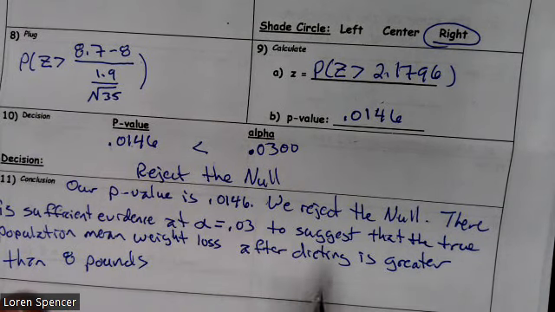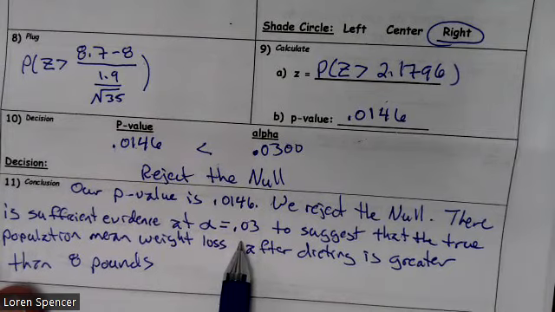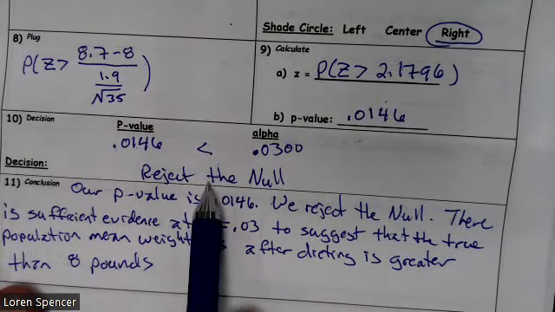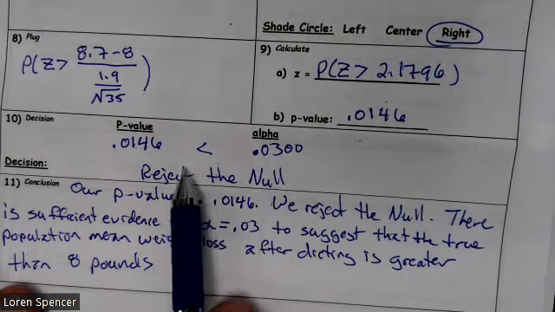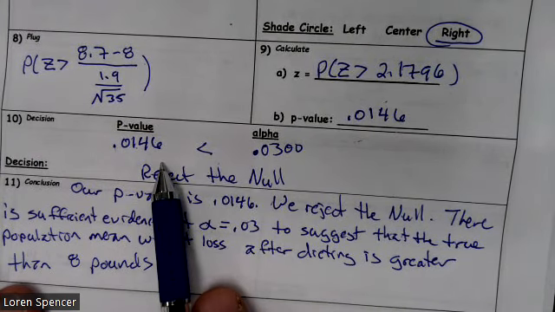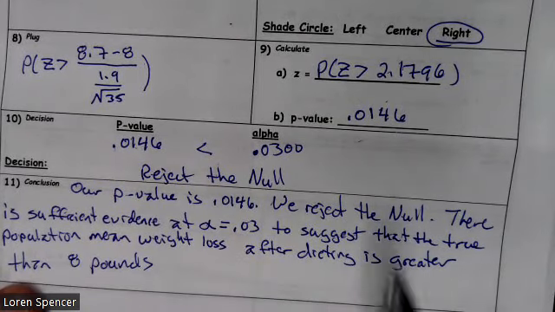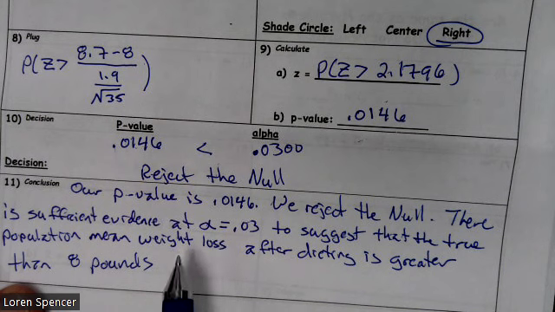All right, so basically we ran a test and calculated a p-value. Our p-value was less than our alpha, so we rejected the null. Based on our sample of 35 people, we determined that the weight loss was not just 8 pounds, it was greater than 8 pounds. Looks like the diet plan is working as claimed or better.